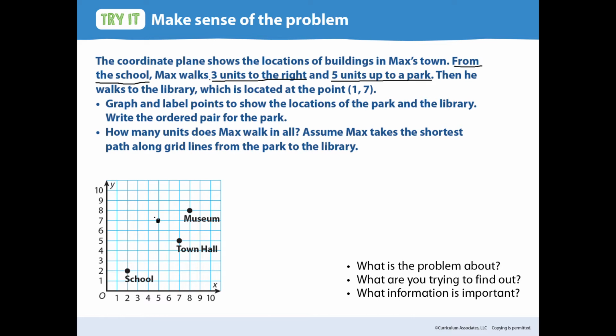So I am going to label this P for park. It says write the ordered pair for the park. The park is at 5, 7. So I'm just going to write P for park is at 5, 7.